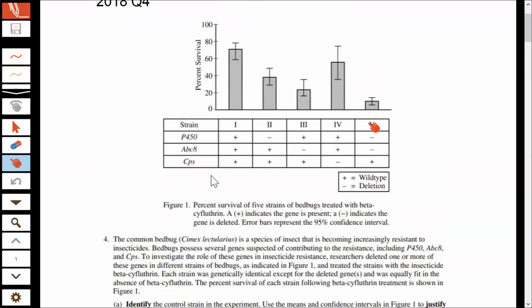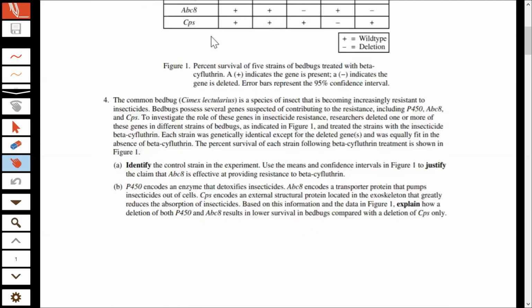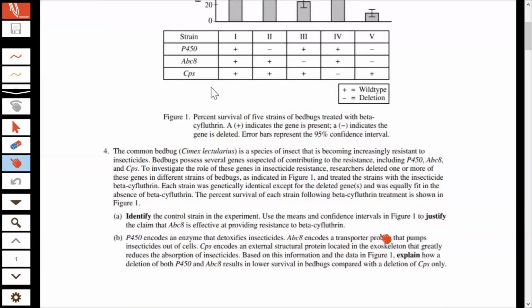But strain 5, right, CPS, when you don't have it, even though it lets it in, you can still pump it out and detoxify it, but even when you don't let it in, CPS, I guess, is not perfectly effective at keeping the insecticide out, obviously, right? So it's using sort of biological reasoning, understanding of what these functions of these proteins do. Okay, so hopefully that problem makes sense, and we'll go on to the next one.